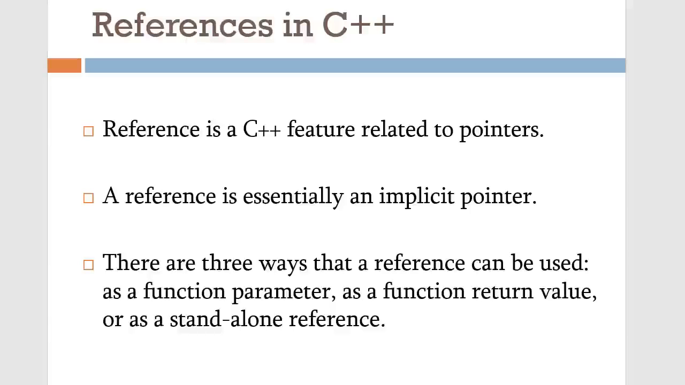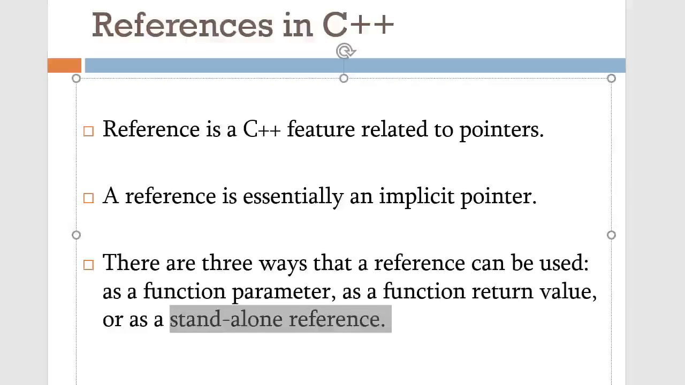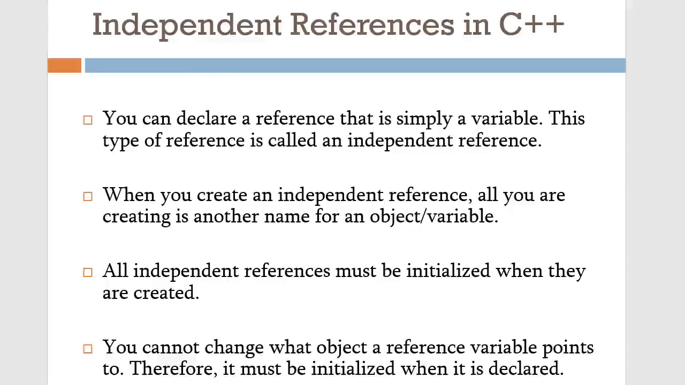There are three ways references can be used, and the third is as standalone references, also called independent references. You can declare a reference that is simply a variable. This type of reference is called an independent reference. When you create an independent reference, all you are creating is another name for an object or a variable.